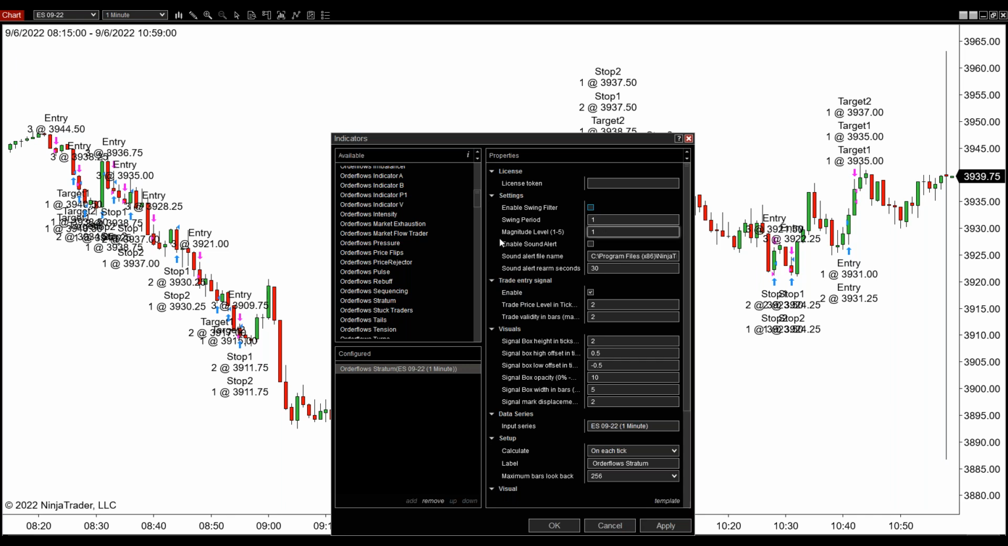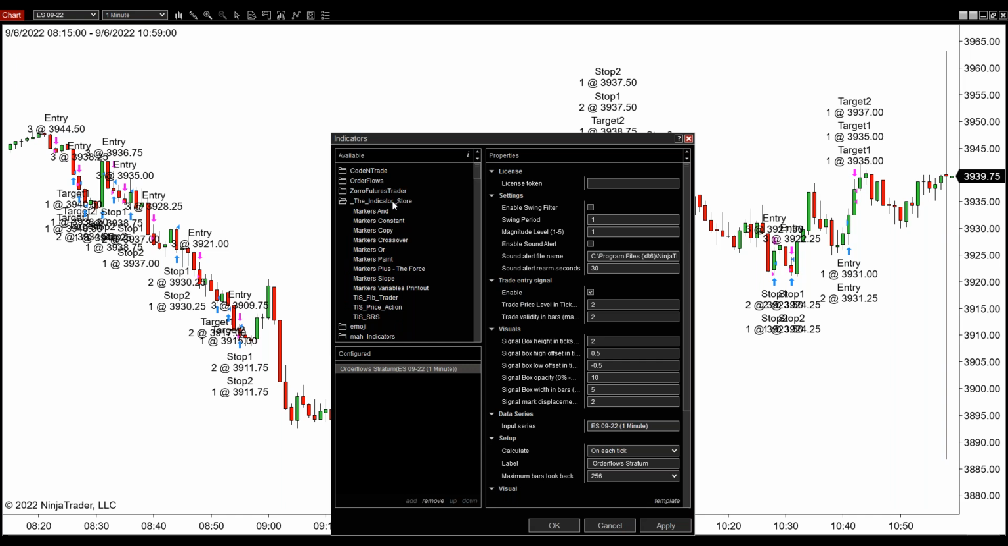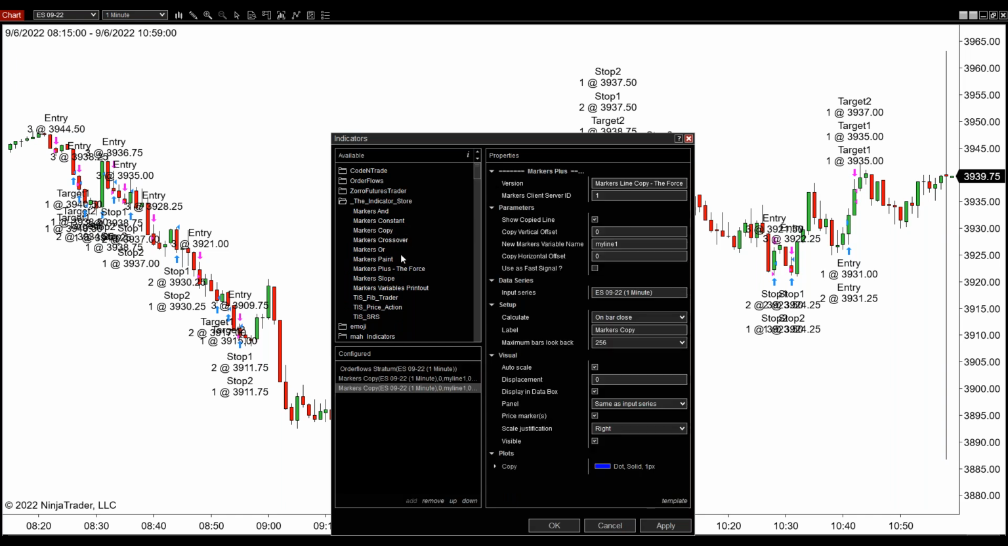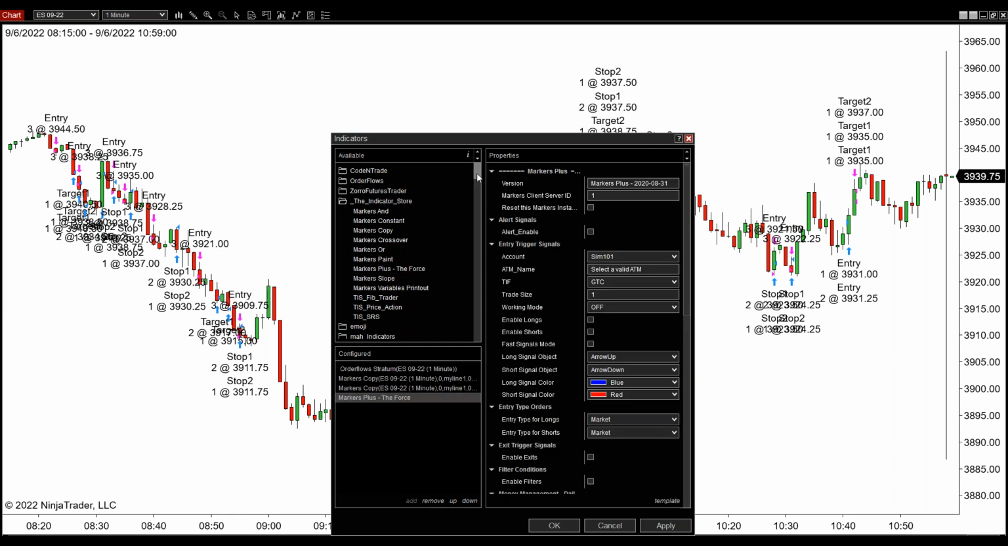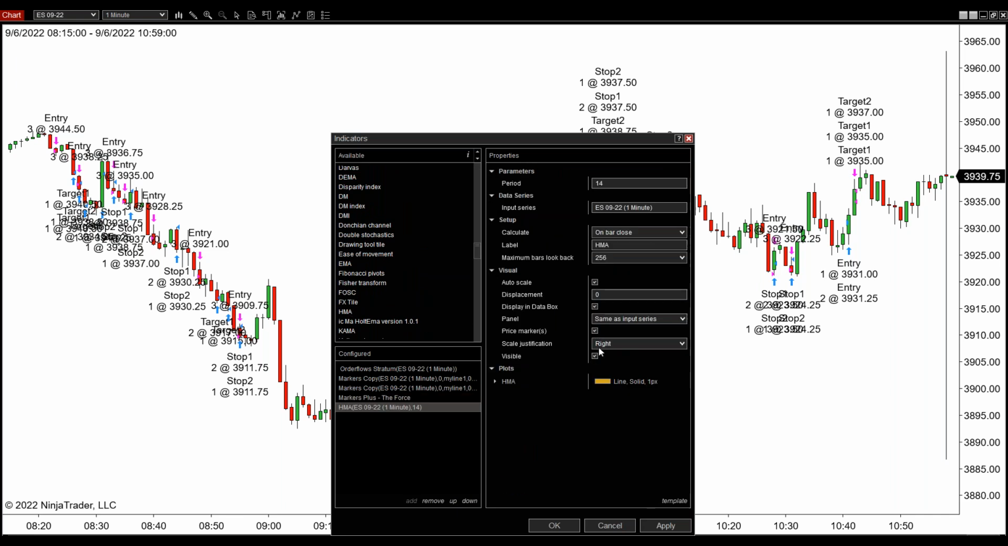So just magnitude level of 1. I'm going to turn off, that's it, just 1. This one doesn't have that many settings. Now all I got to do is add on markers, copy markers for the force. If you want to add an HMA, you can. Let's take you through that. Again, I don't like this goldenrod color. I think that's an ugly color.